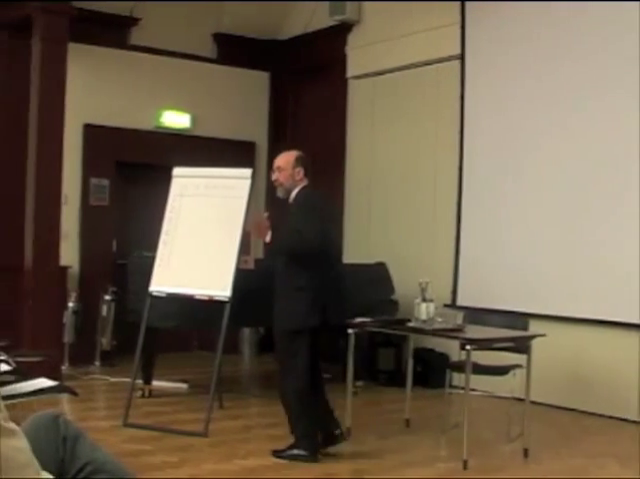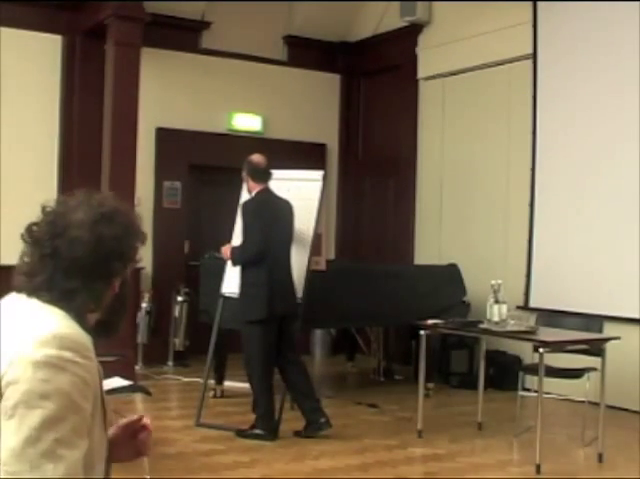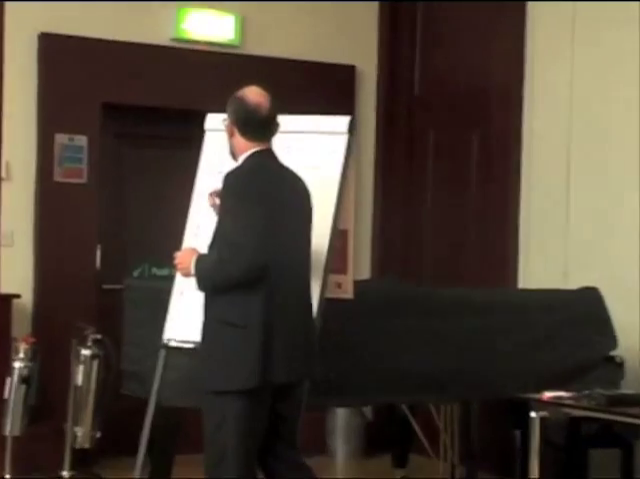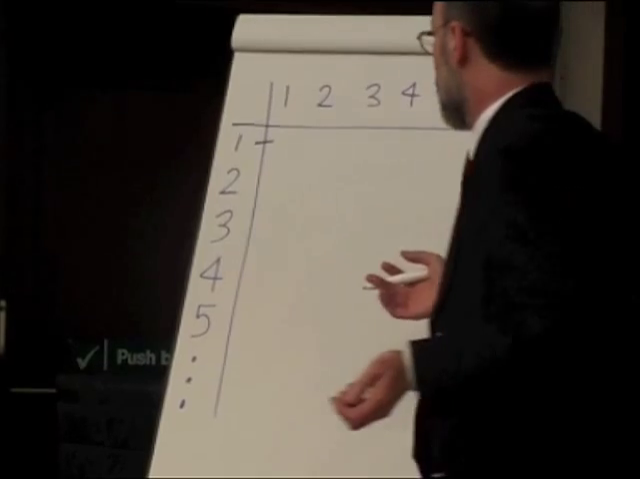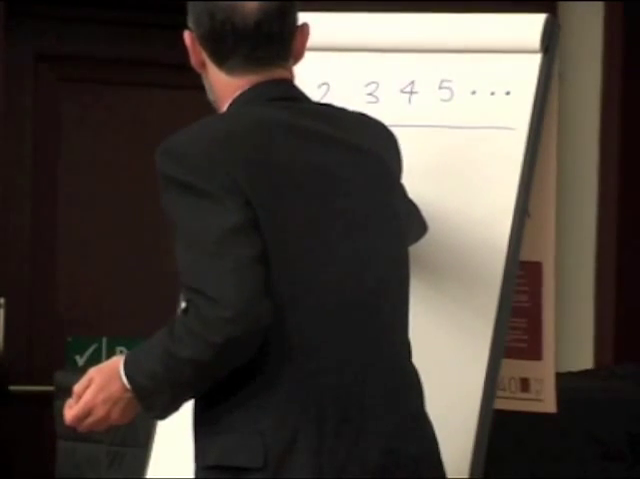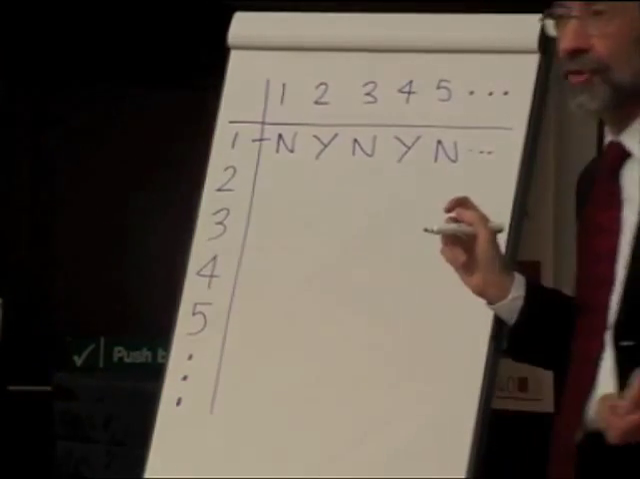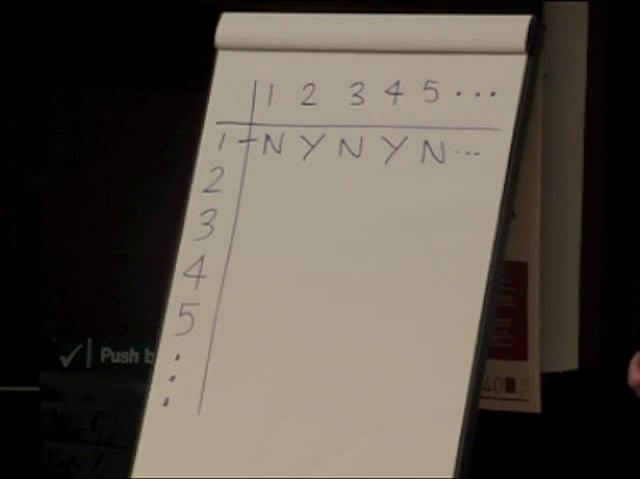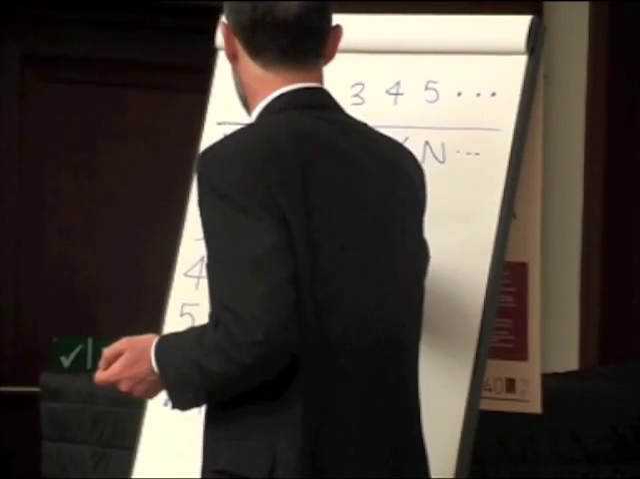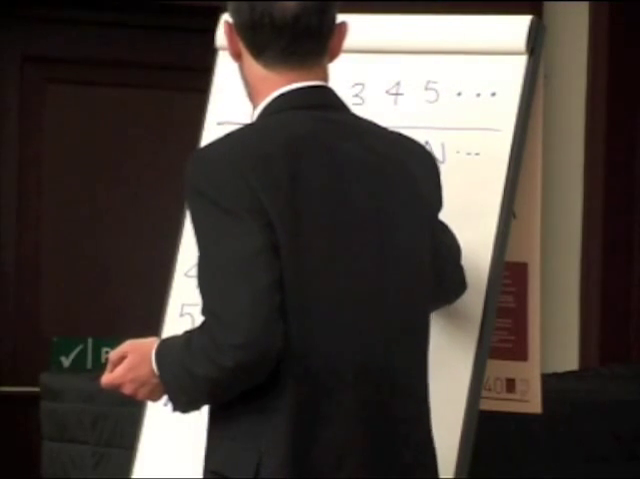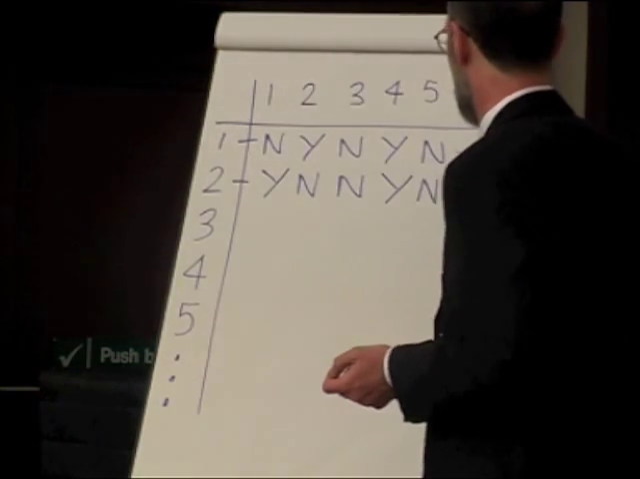And let's say, for the sake of argument, the devil will be in the detail, but let's suppose that they want to pair the number one with the set of even numbers. Got to start somewhere. So, no, yes, no, yes, no, etc. So far, so good. Number two, let's say, gets paired with the set of squares. Yes, no, no, yes, no, etc.